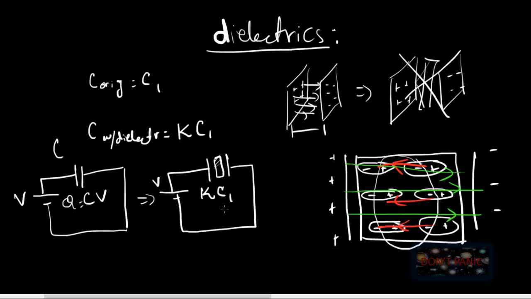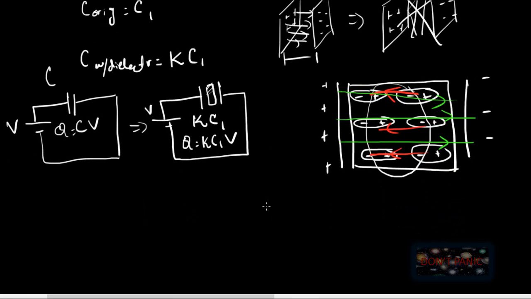Then what is going to be the charge on this capacitor? The charge would be the capacitance, which is kappa times C1, times the voltage. But what happens if, suppose you had the capacitor like this, and it has some charge Q on it, and then you removed it from the circuit? So this is your C, and then you insert the dielectric in.